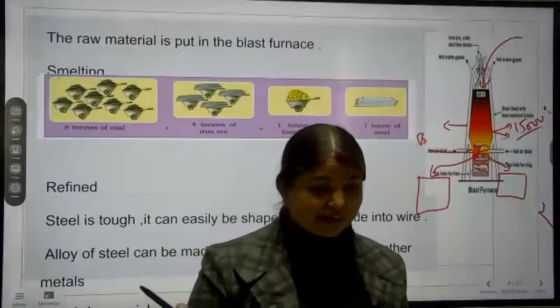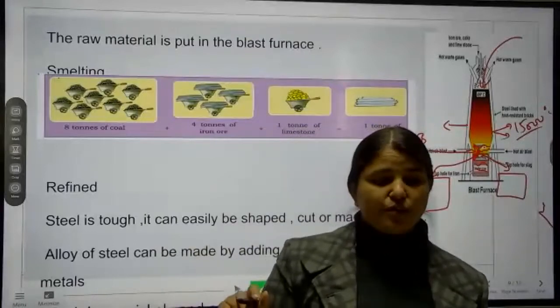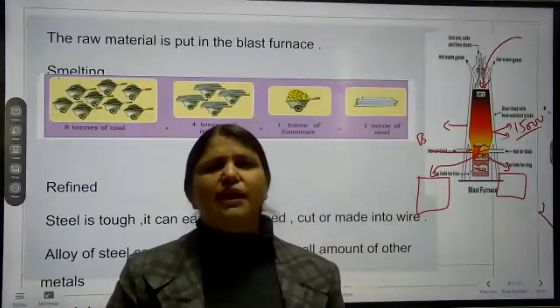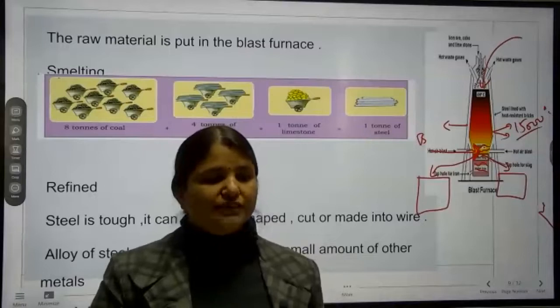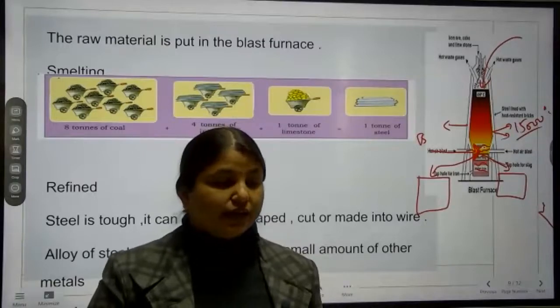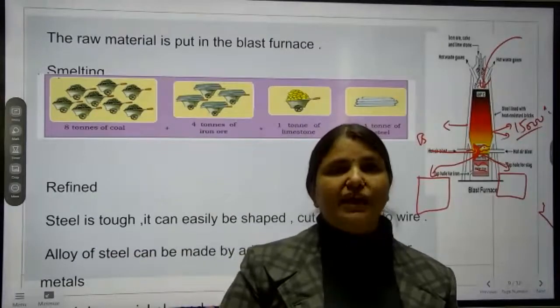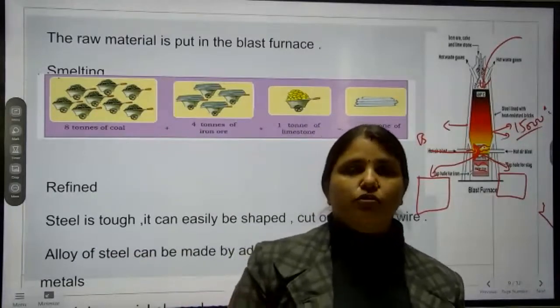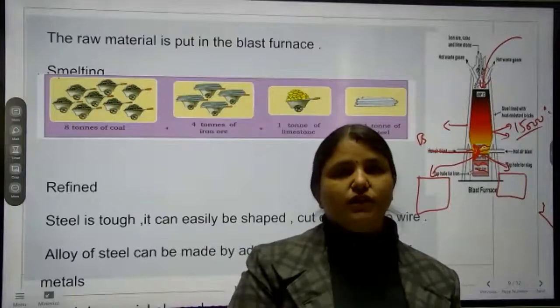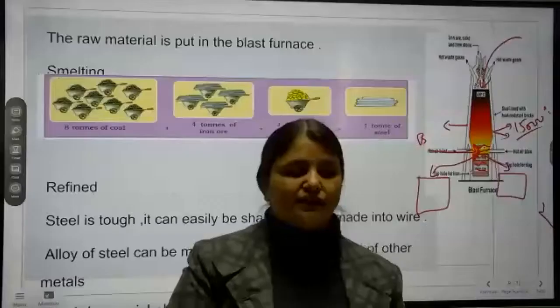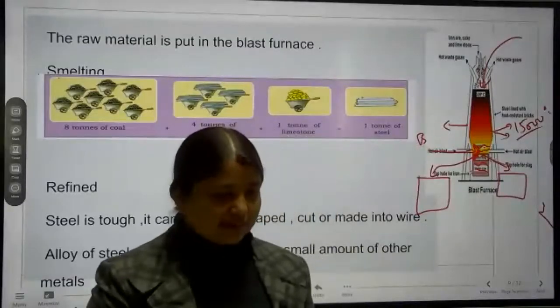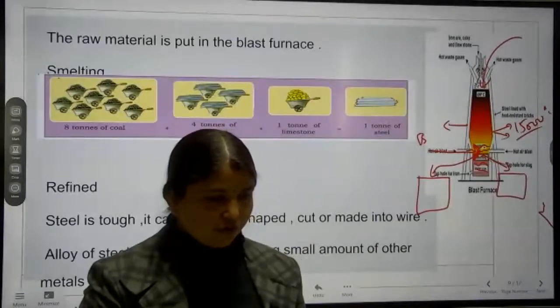Is that clear? Now maybe a question is there in your mind, ma'am, why is this known as the blast furnace only? Why does it not have any other kind of name? It is known as the blast furnace because in this they make the blast of hot air, and on that basis only this machine is known as the blast furnace. Is that clear, all of you?